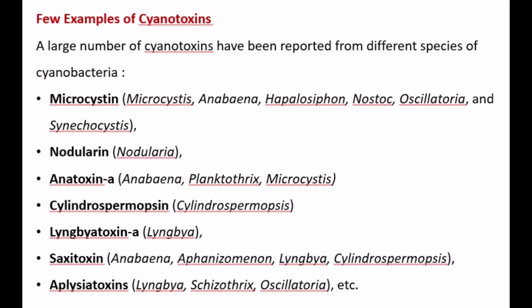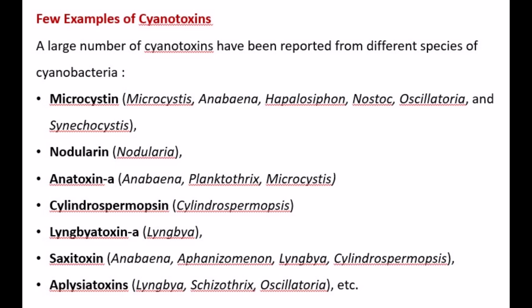These are some of the examples of cyanotoxins: microcystin, nodularin, anatoxin, etc. The main contributors of these toxins are Microcystis, Anabaena, Oscillatoria, and Lyngbya.